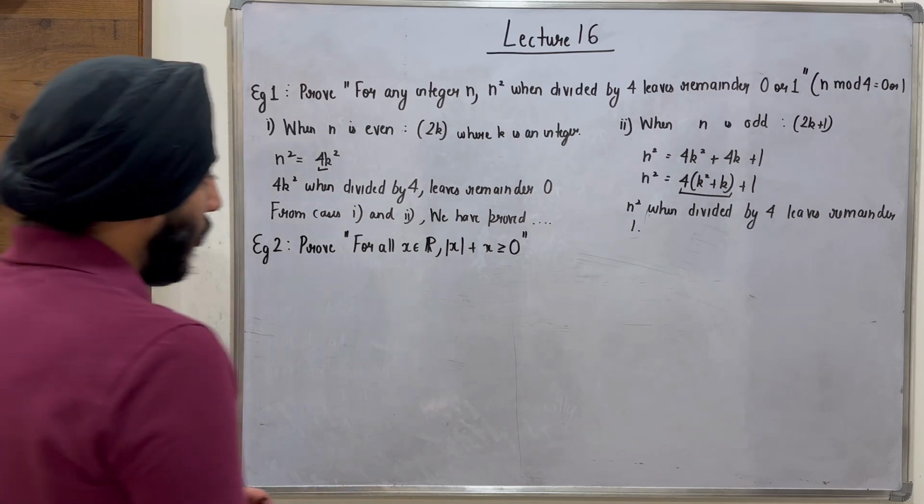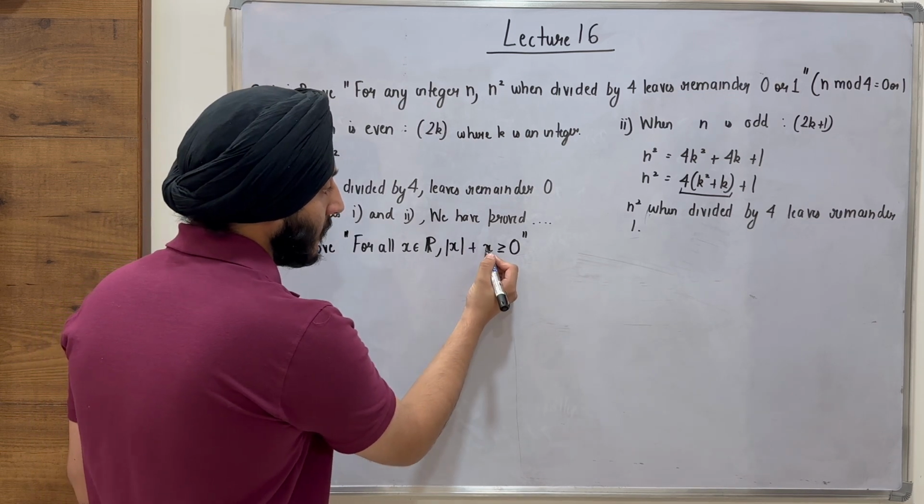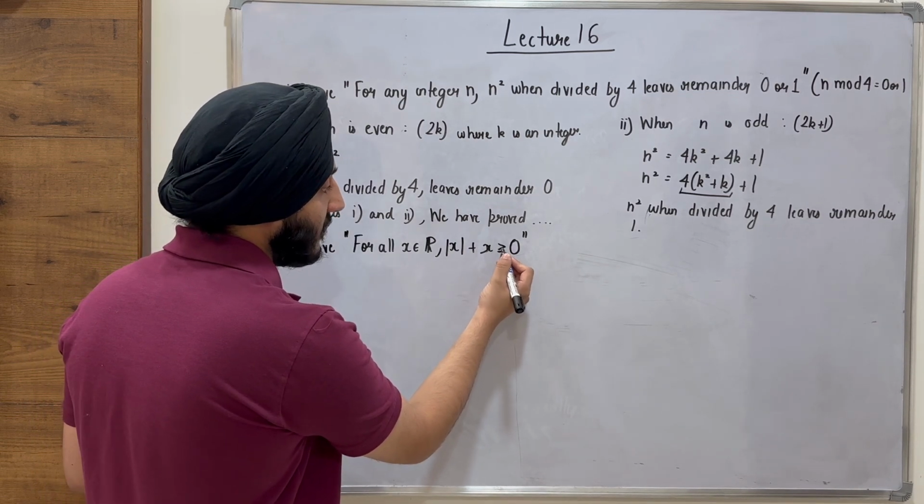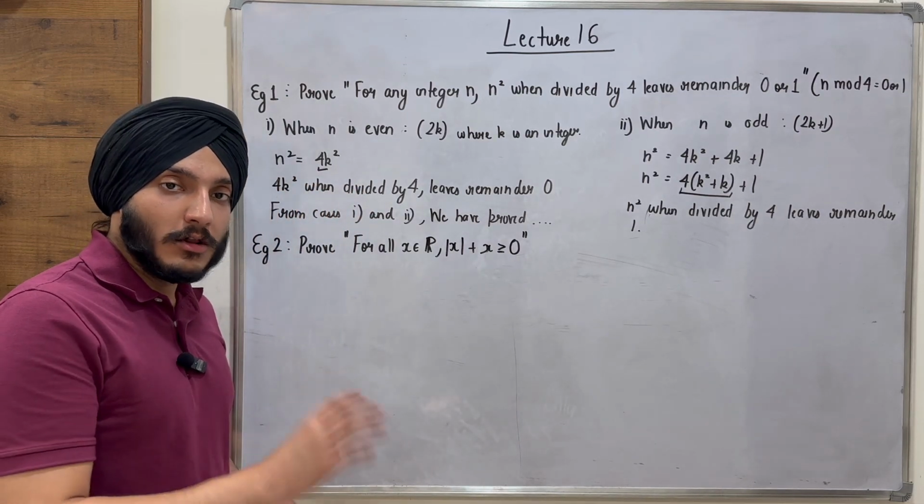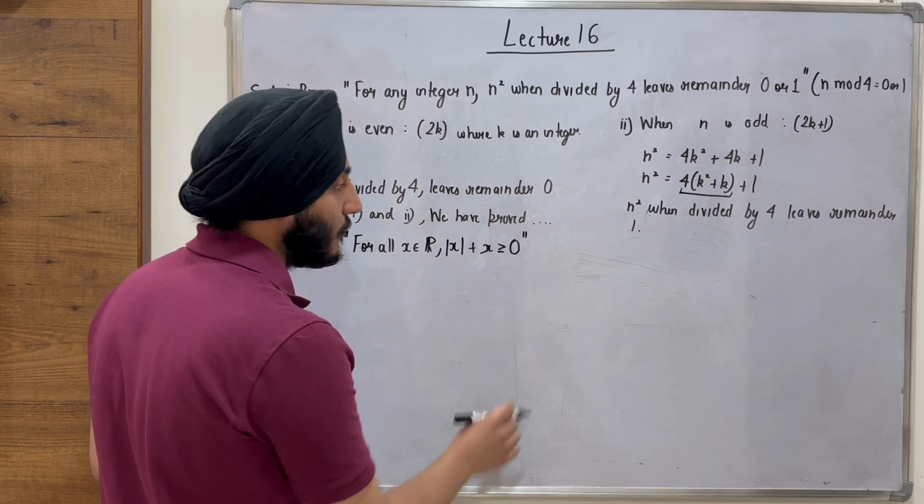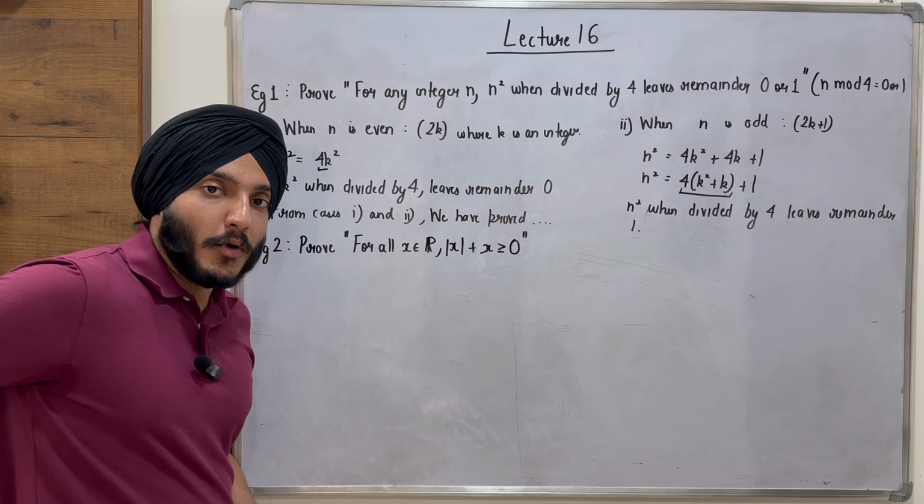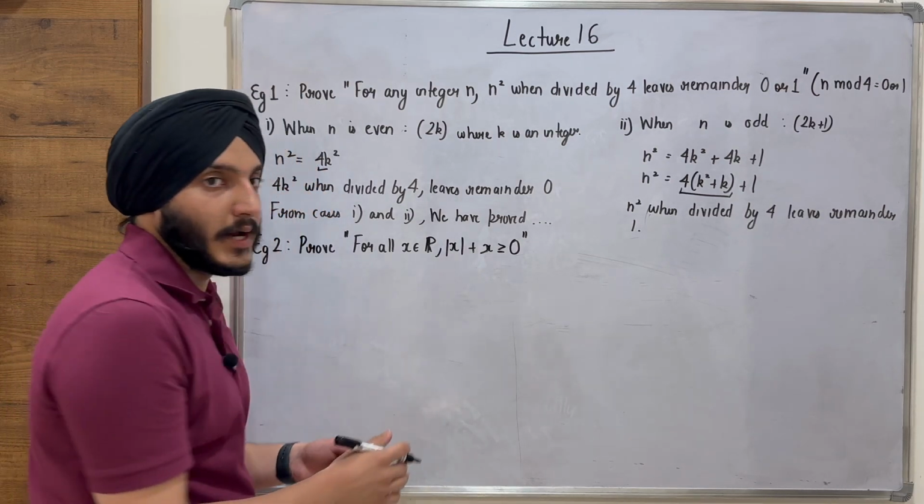So prove that for all x which are elements of the real numbers, the absolute value of x plus x is greater than or equal to 0, right? Okay. So I'm considering all the real numbers and I need to prove that the absolute value of x plus x is greater than or equal to 0. Now, a very important point to understand once again is, let's first try to understand what the absolute value is, right?